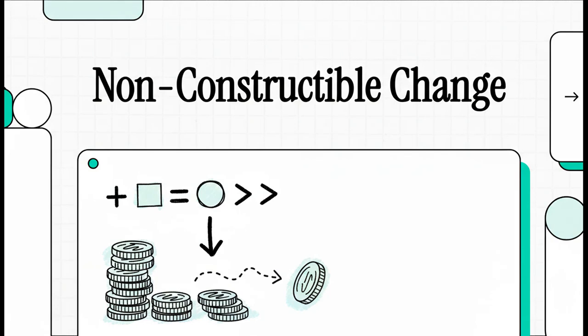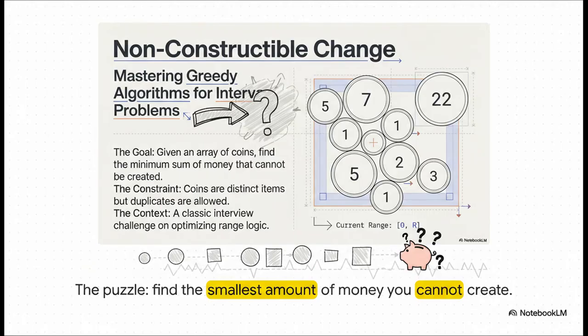All right, imagine this. You've got a pile of coins. Seems simple, right? But here's the puzzle. Can you find the smallest amount of money you actually can't make? It's a classic coding problem, and today we're going to crack it with an incredibly elegant trick. Okay, let's dive right in.